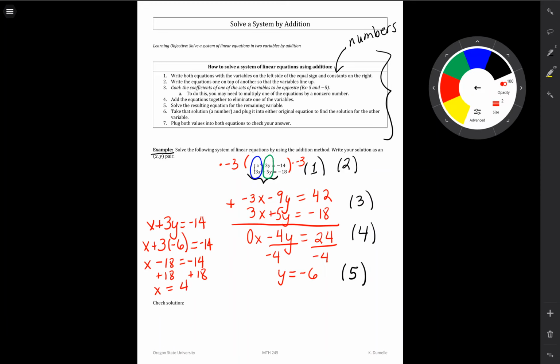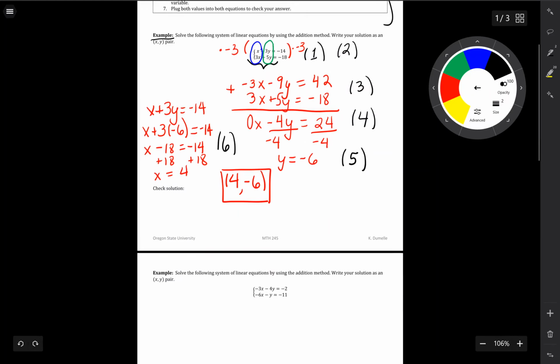So this is the second half of my solution. I have found that the solution is (4, -6). This is what we just did here, step 6 above. My last step is to plug the solution into both of my original equations to check my work. So I will do that now.